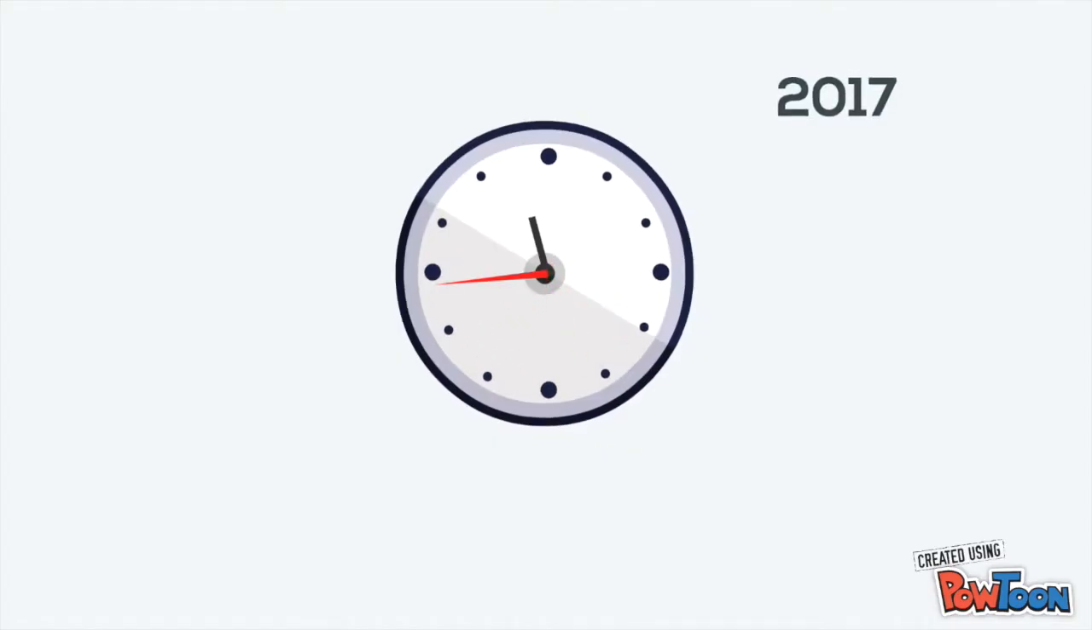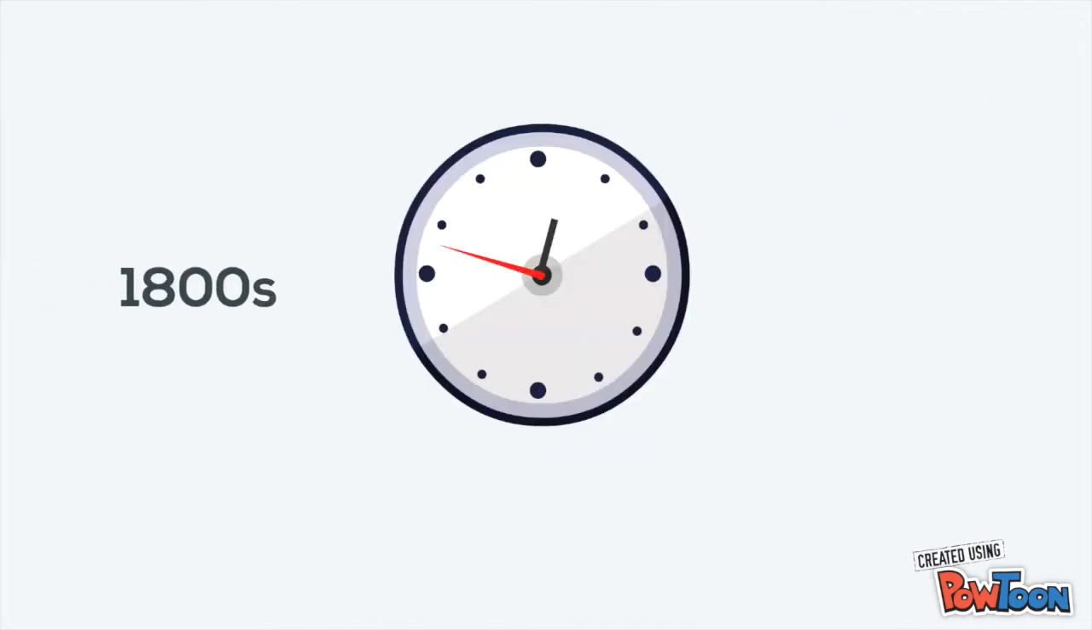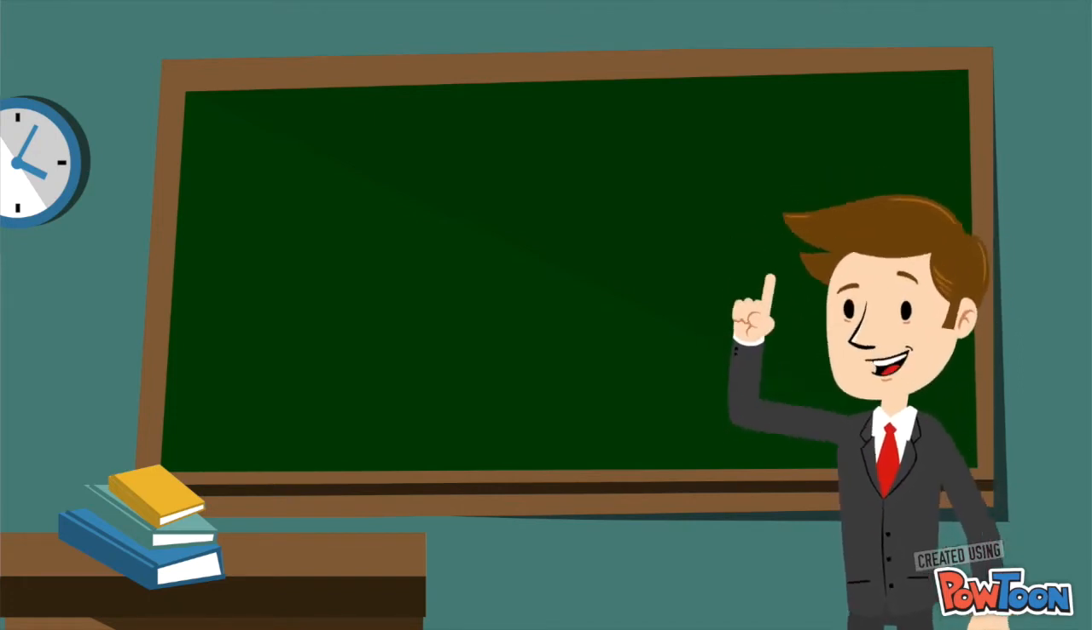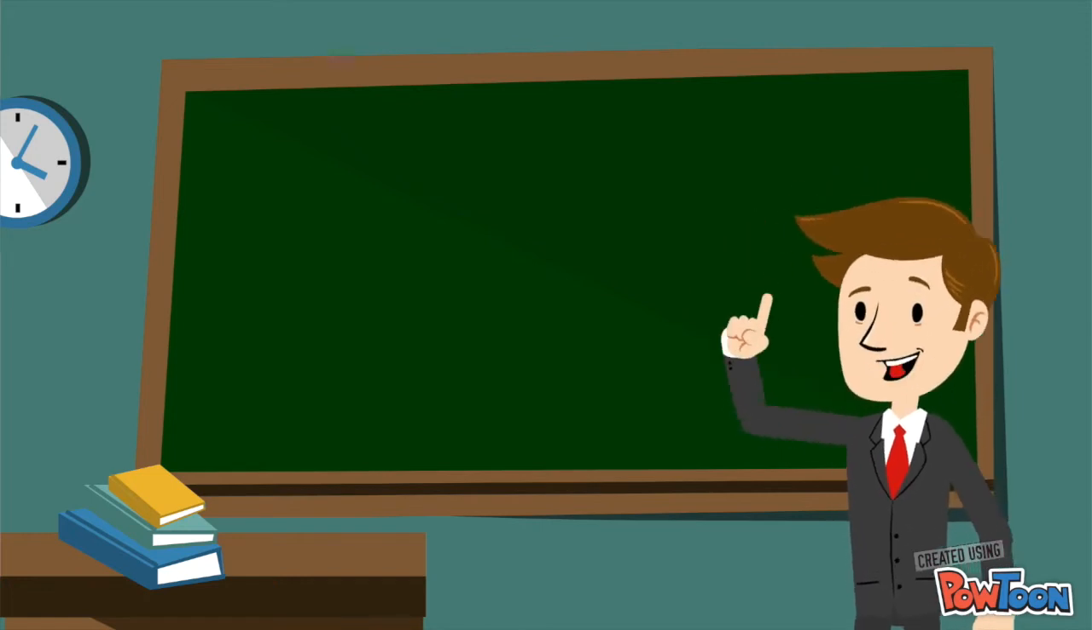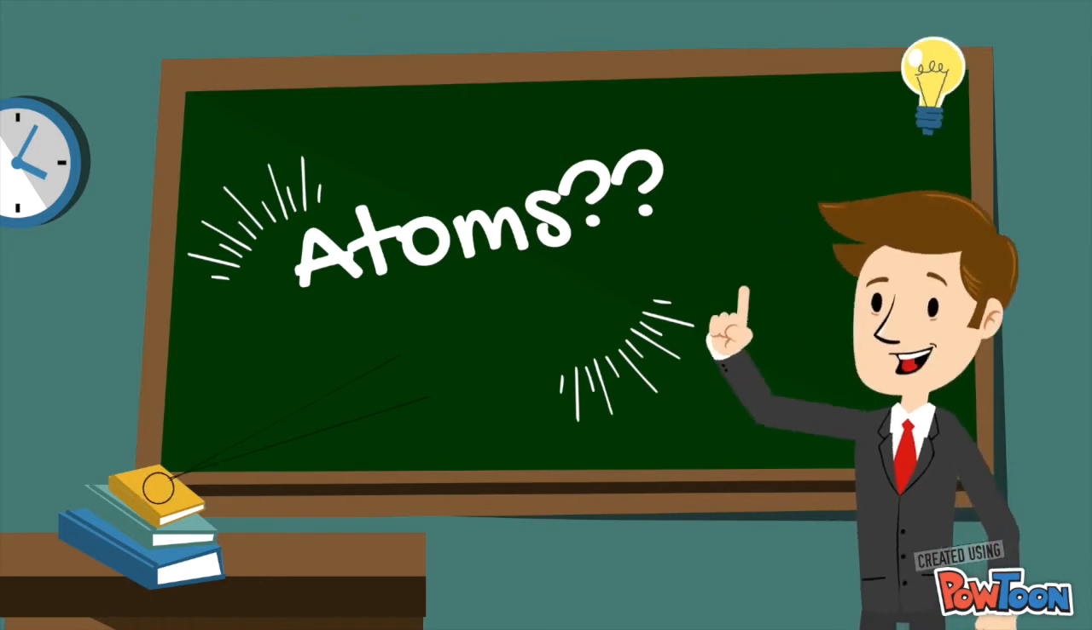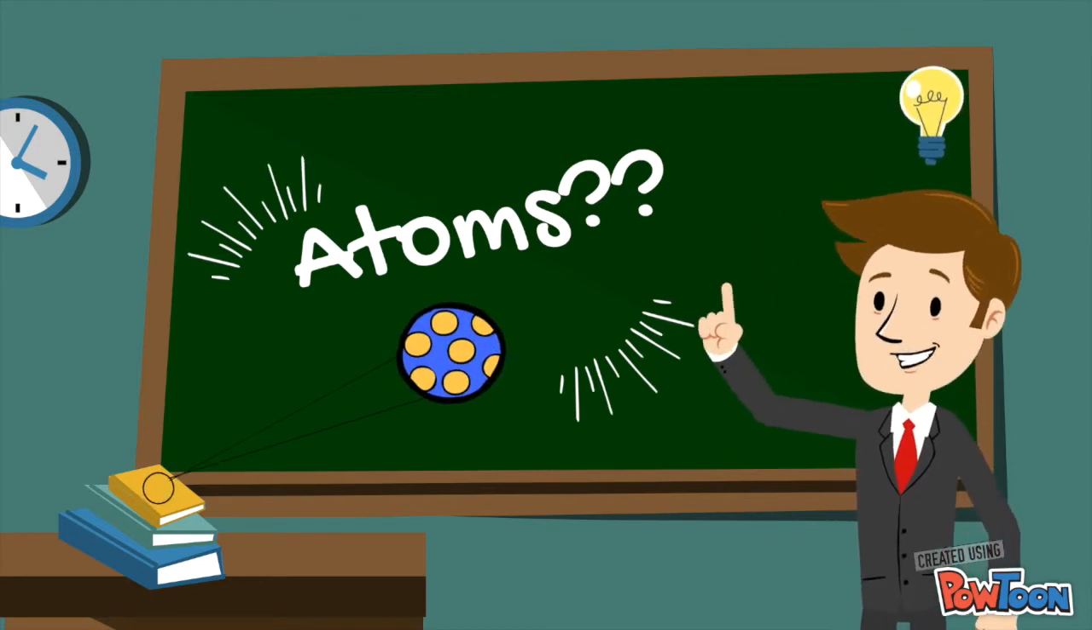So way back in the 1800s, a scientist called John Dalton thought about what everything is made up of and came up with a theory. He proposed that everything is made up of tiny particles called atoms. These particles are so small that you can't even see them under a microscope. We can imagine atoms as being little spheres. Everything in this world is made up of these atoms. They can never be broken down into pieces or destroyed.